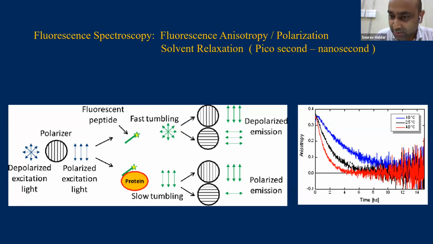Actually, from this particular experiment, we can find out not only the total anisotropy, but also the rotational correlation time. So the anisotropy will give us the idea about the microviscosity or the fluidity of the bilayer, whereas the rotational correlation time will give us the idea about the rotational mobility of the lipid molecules or part of the protein molecule sometimes. All right.